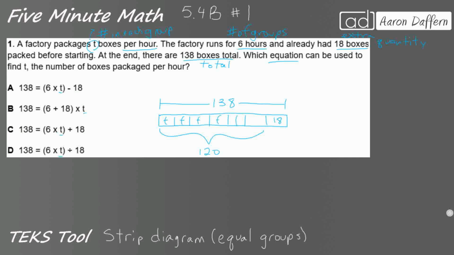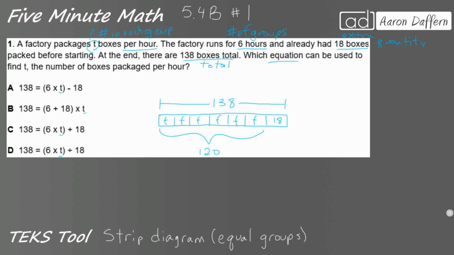But honestly, if we think about it, we can divide that 120 by 6. That's going to be 20. So we can actually solve this if we wanted to figure out what T was, and it would make sense. You would do 20 boxes per hour, add that 18 at the end after 6 hours, and you got your 138. So what we need to do now is translate this into an equation.